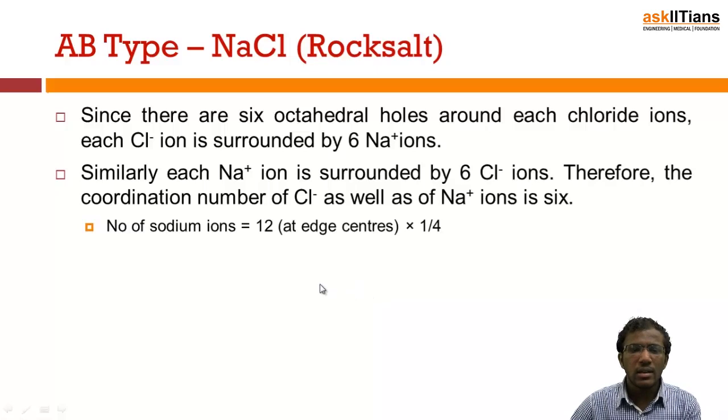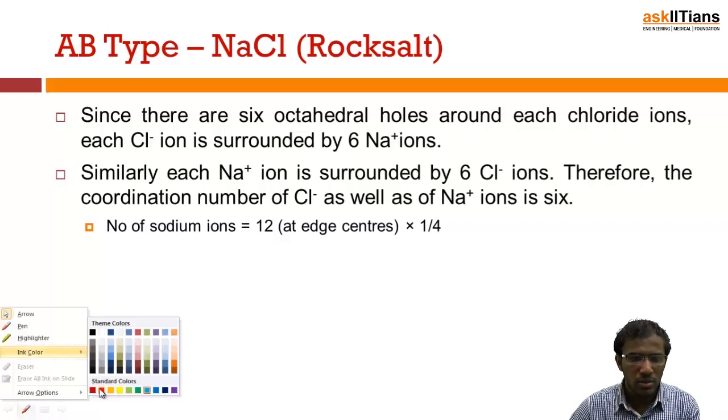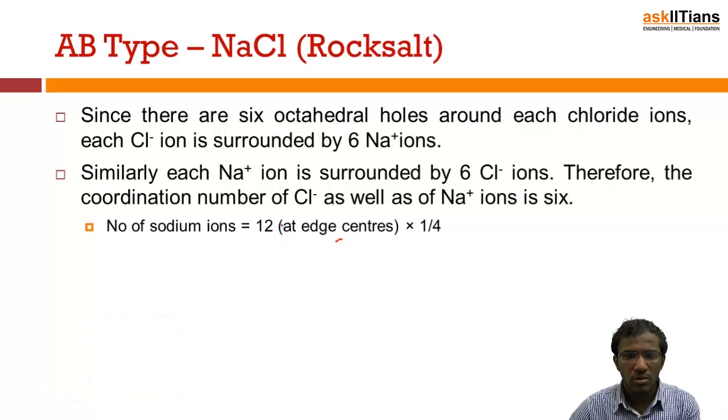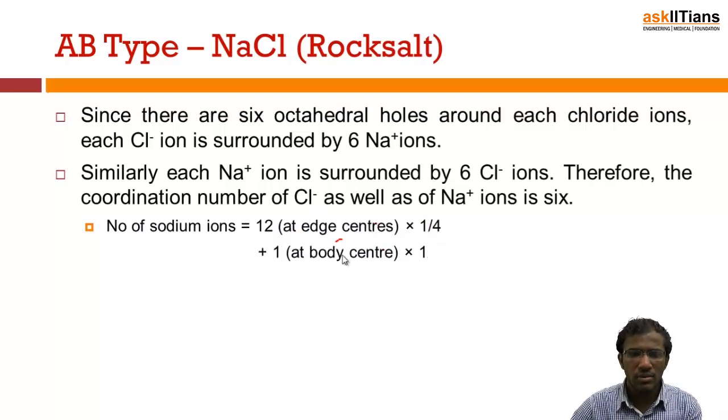So let's calculate the number of sodium ions per unit cell. We know that the sodium ions are present in octahedral voids. Octahedral voids are present at the edge centers. In total we have 12 edges, and each edge center is shared by 4 unit cells equally, so the contribution is 1 by 4. So 12 into 1 by 4 is the contribution from the edge centers, and we have one more at the body center. So in total we have 4 sodium ions.